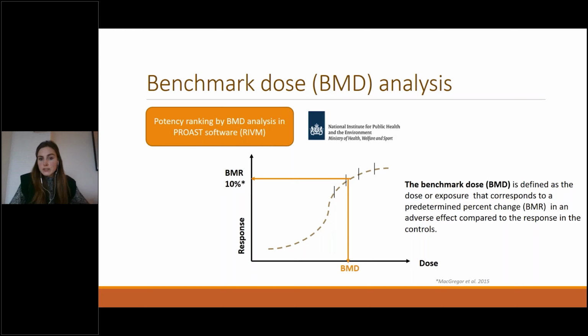And one of the advantages to use the benchmark dose approach as a quantitative methodology is that the benchmark dose comes together with a 90% confidence interval, which is a measure of uncertainty of the estimation of the benchmark dose. So we use the benchmark dose approach by using the PROAST software, which was developed by the RIVM and which is also freely accessible to everyone.